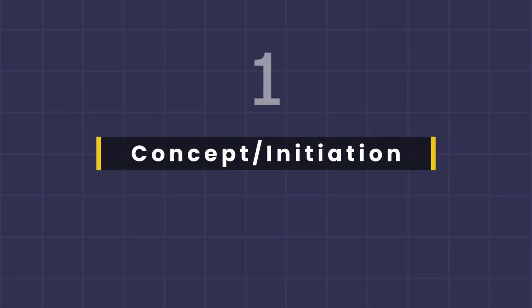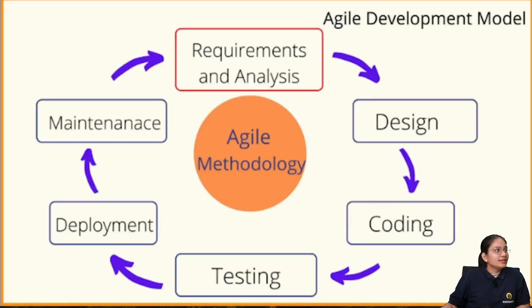Step 1, concept or initiation. As you can see, this is the Agile methodology in full. This is an Agile development model where you have different steps, and we'll take a closer look at what these steps actually do. So first is concept and initiation. The project idea is outlined, goals are defined, and high-level requirements are gathered. This all comes under requirement and analysis, where we do the groundwork, gather all the requirements from your clients, and make your documentation.